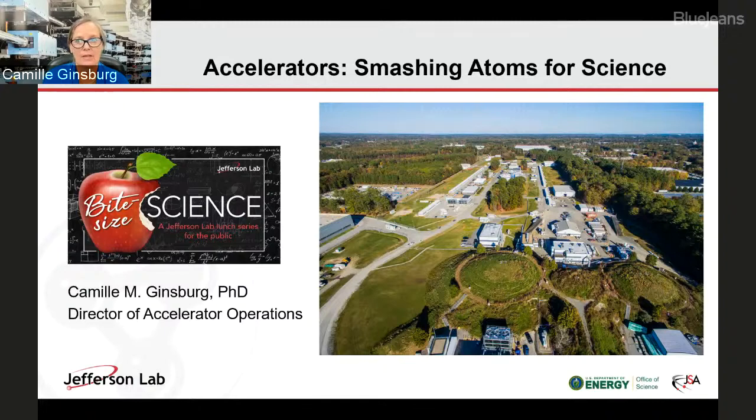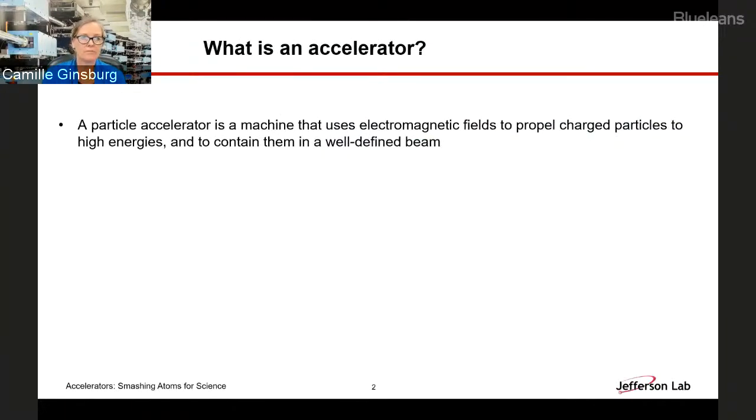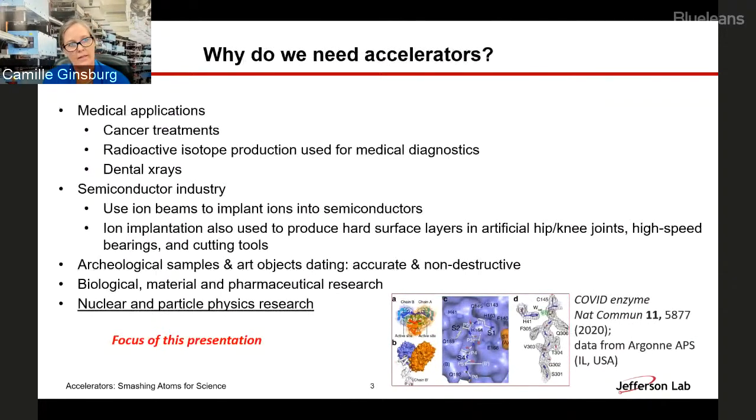Catchy name. So what is an accelerator? A particle accelerator is a machine that uses electromagnetic fields to propel charged particles to high energies and also to contain them within a well-defined beam. And I'll tell you exactly how we do that at a high level.